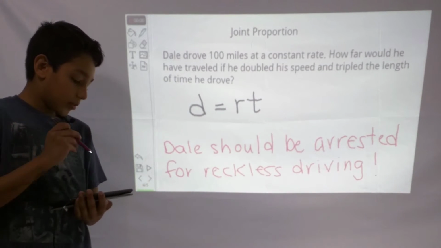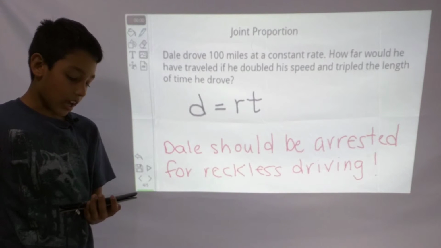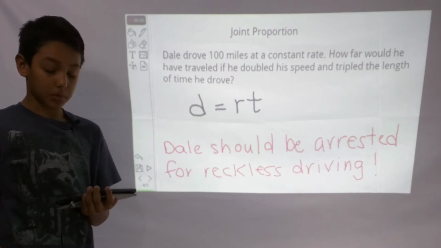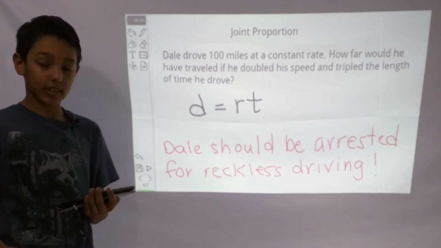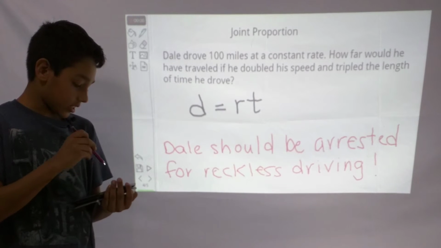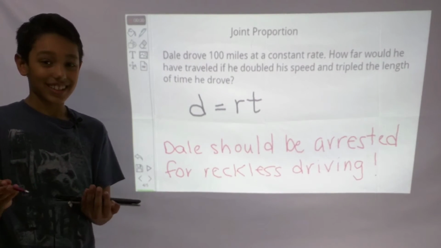Okay, our last problem is Dale drove 100 miles at a constant rate. How far would he have traveled if he doubled his speed and tripled the length of the time he drove? So we have distance equals rate times time.